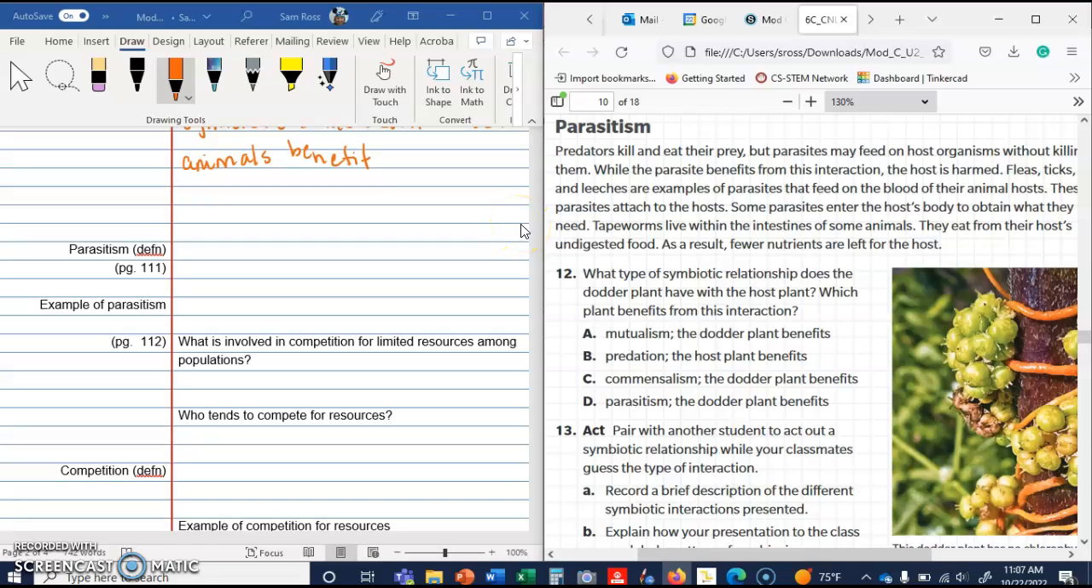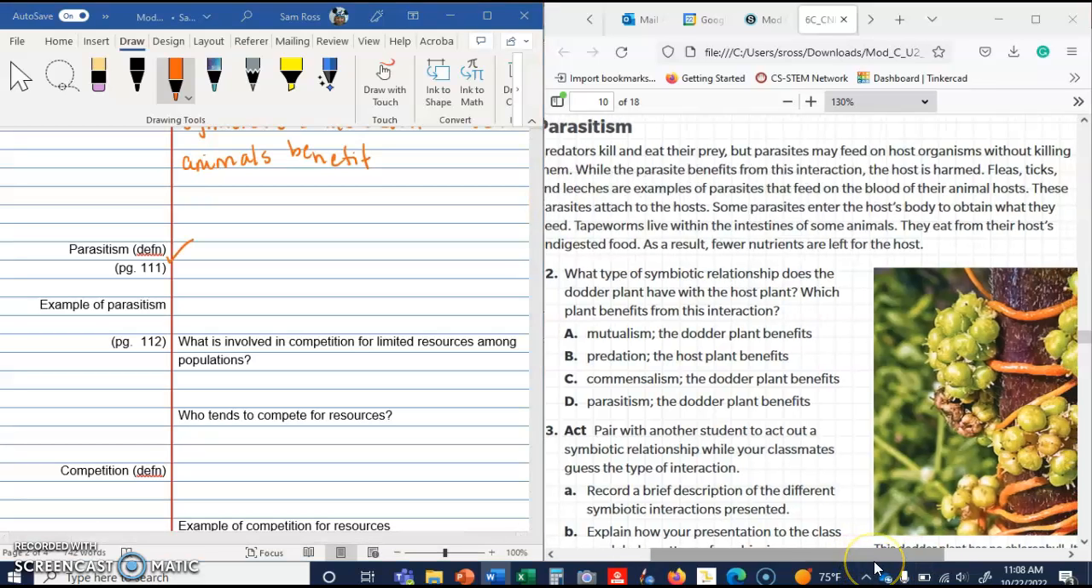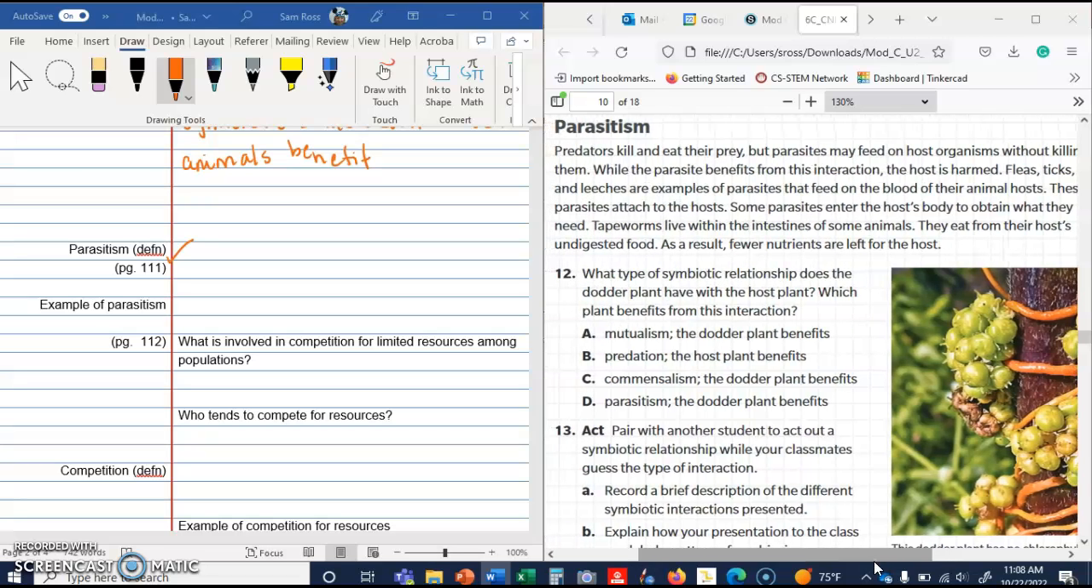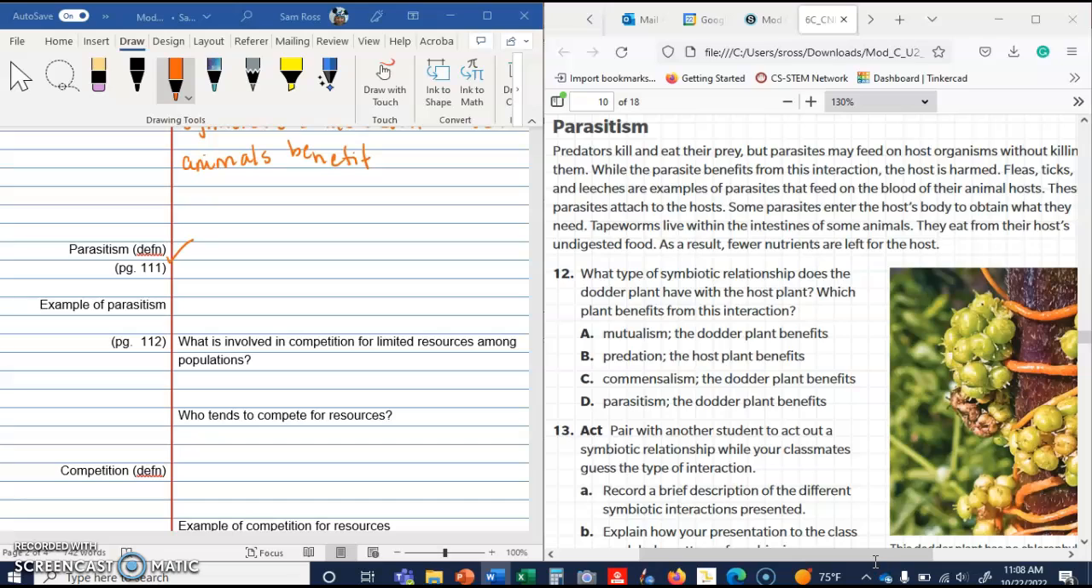So parasitism is when one organism benefits from the interaction and the other is harmed. So that's this definition. One example of parasitism is fleas or ticks on a dog. So fleas and ticks are not helpful to the dog, and they can hurt the dog. So that would be an example of parasitism.